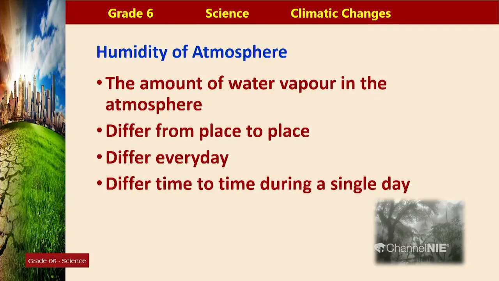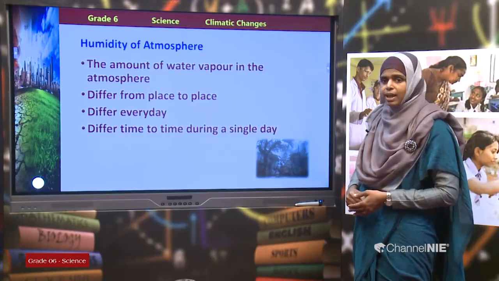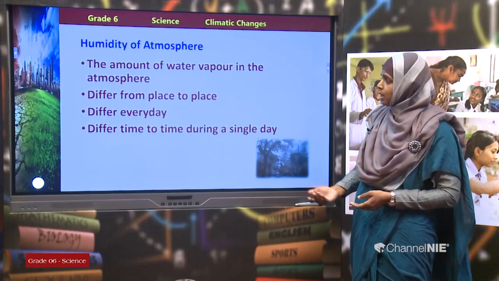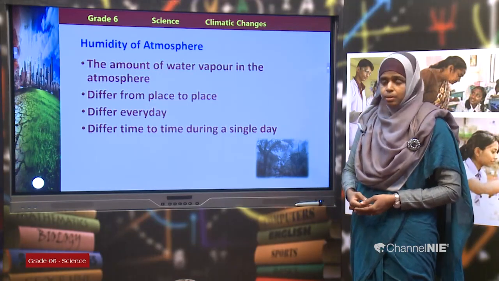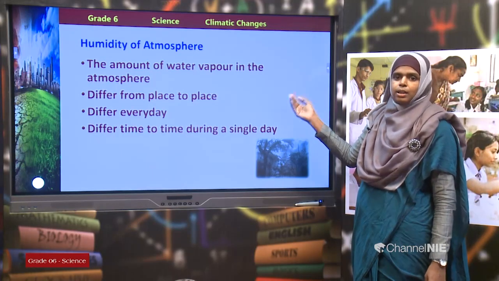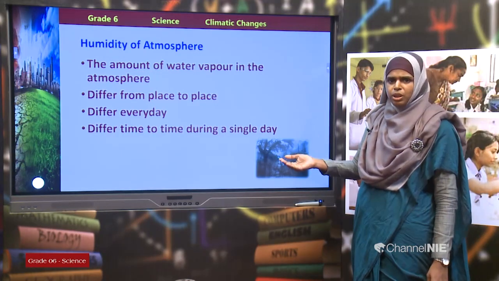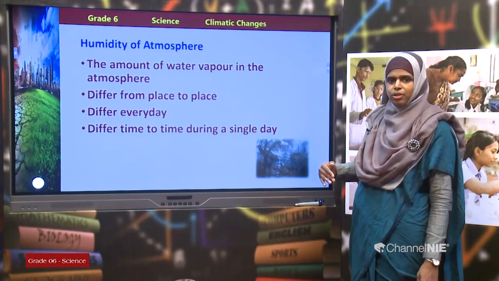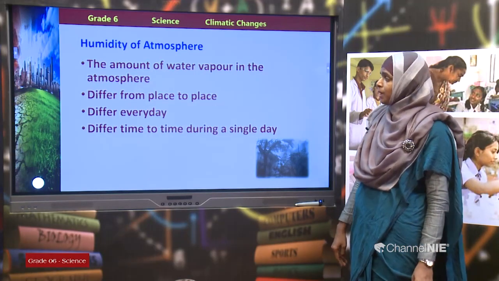Humidity of the atmosphere. First we will learn what is humidity. Humidity means the amount of water vapor in the atmosphere. How much water vapor is present in the atmosphere is given by humidity. Whether the atmosphere is dry or humid, wet, is given by humidity, and it differs from place to place. Humidity at Colombo, Hambantota and Nuwara Eliya are different. They are different from place to place.